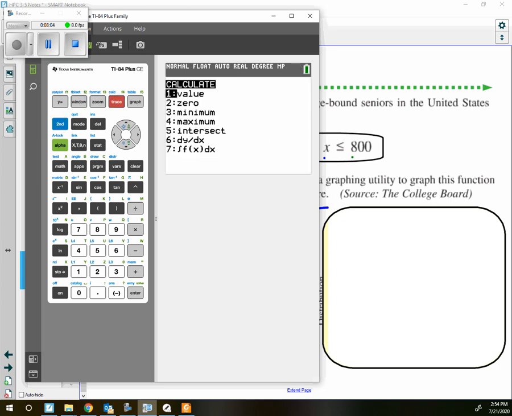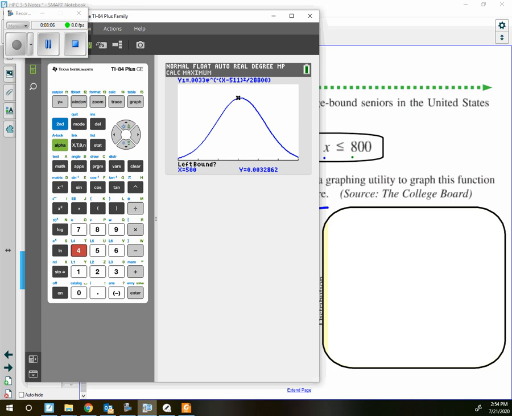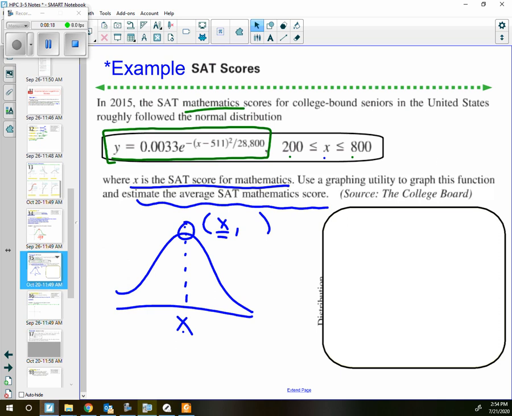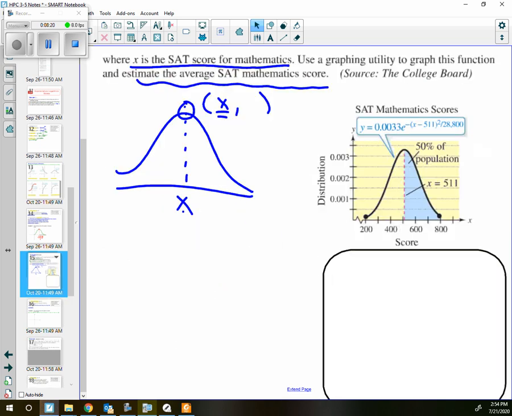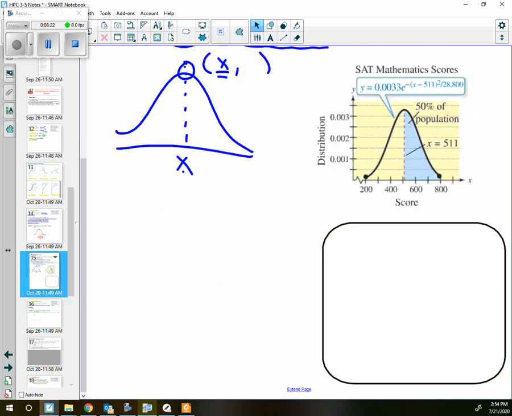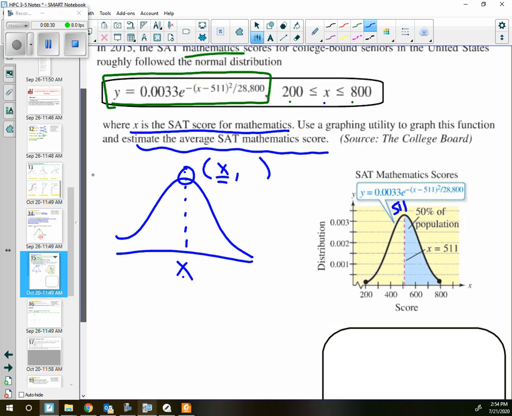So we're going to do a second calculate. We want a maximum. We're going to go left bound a little bit to the left of it, and then right bound a little bit to the right of it, and we're going to make our guess. And it looks like it's at 511. Okay, so 511. I'm going to move this out of the way so you can see that exact thing. And this was happening at a score of 511. So that means the average SAT math score was 511.